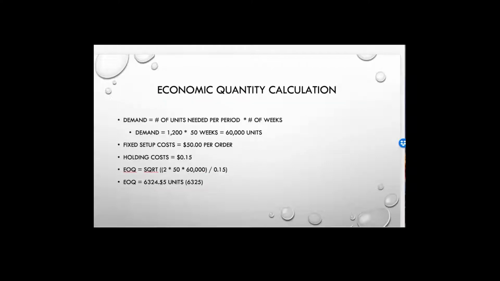So the EOQ is the square root of the first number on the top, which is 2 times our 50, which is our fixed setup cost, times 60,000, which is 60,000 units that we order every period. The demand here, all right, let me just. Whoops. Sorry, let me get my drawing thing out here. A little drawing thing here.